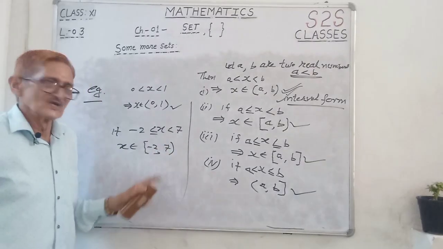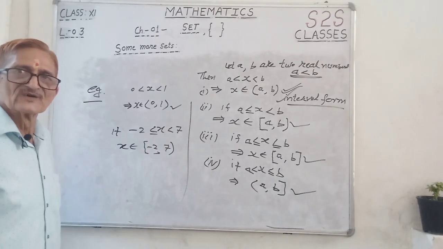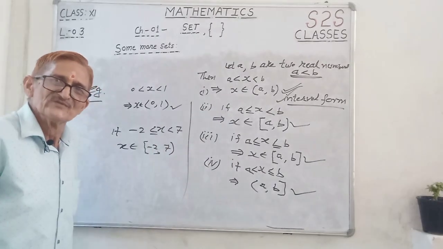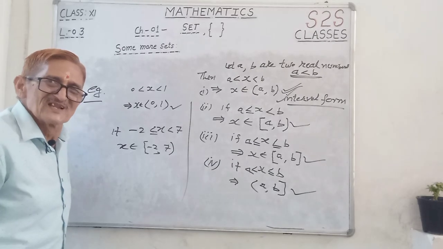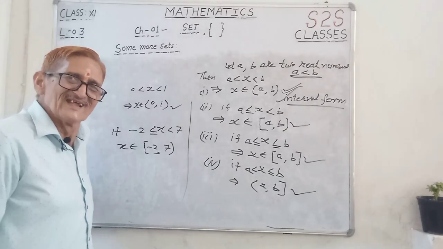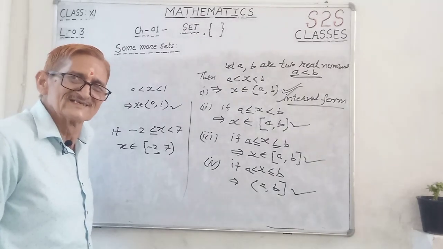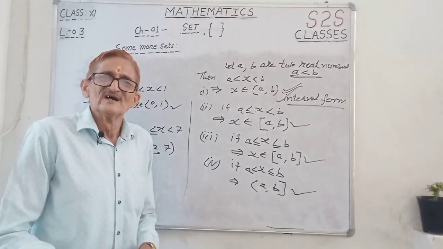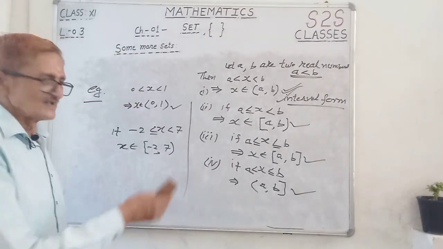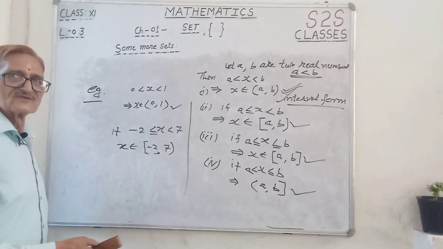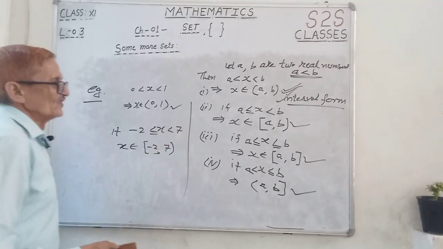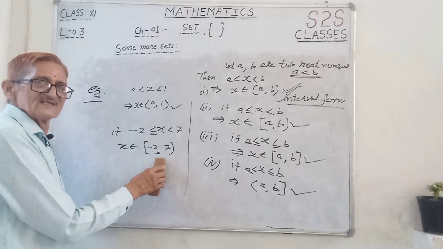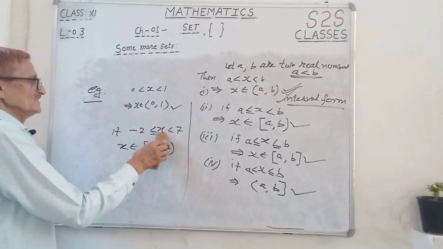And open 7, because less than 7, not included. So nearest 7, less than 7. We can't write which will be the nearest 7 and less than 7. We can't write. So like this, interval form is required to give the real number set. Okay? So these are called the set interval form. Write in this form.